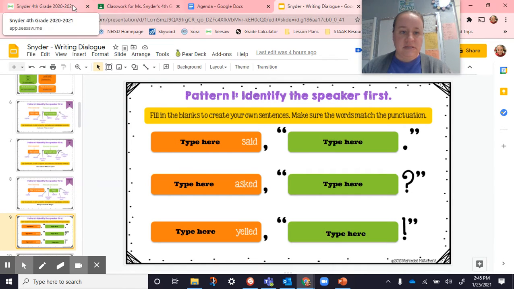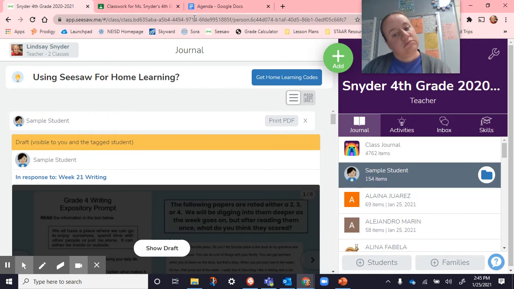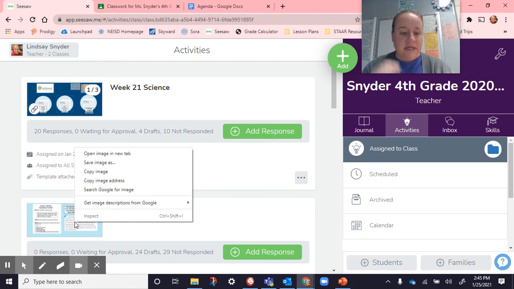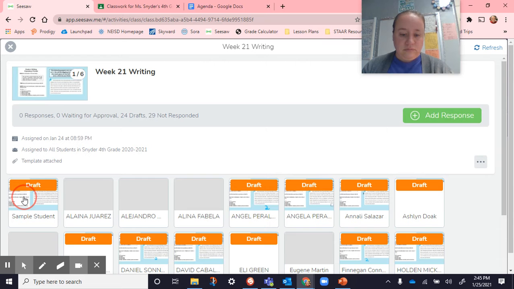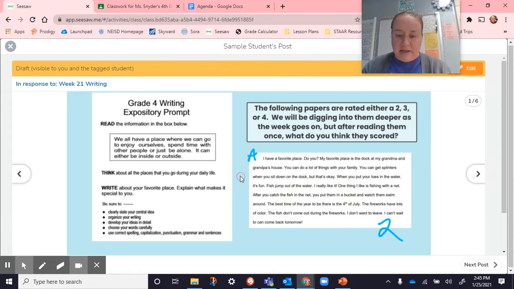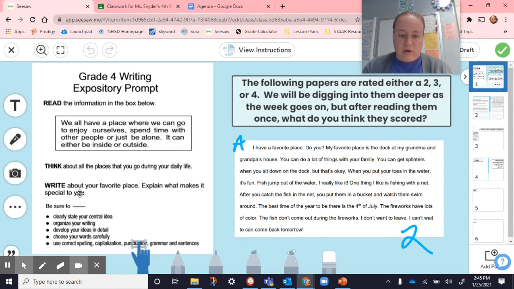Then in Seesaw, under activities, go to writing. Today we looked at 3 samples of writing. One was this first one. This prompt is all about writing about your favorite place and explaining what makes it so special to you.